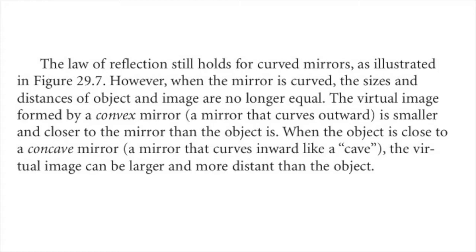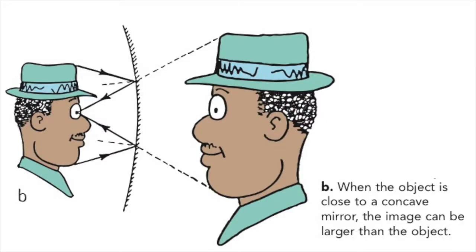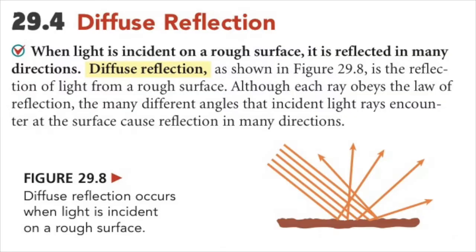When the object is closer to a concave mirror, a mirror that curves inward like a cave, the virtual image can be larger and more distant than the object. As a matter of fact, for this to be true, the object has to be between the mirror surface and the focal point for you to receive an upright image.